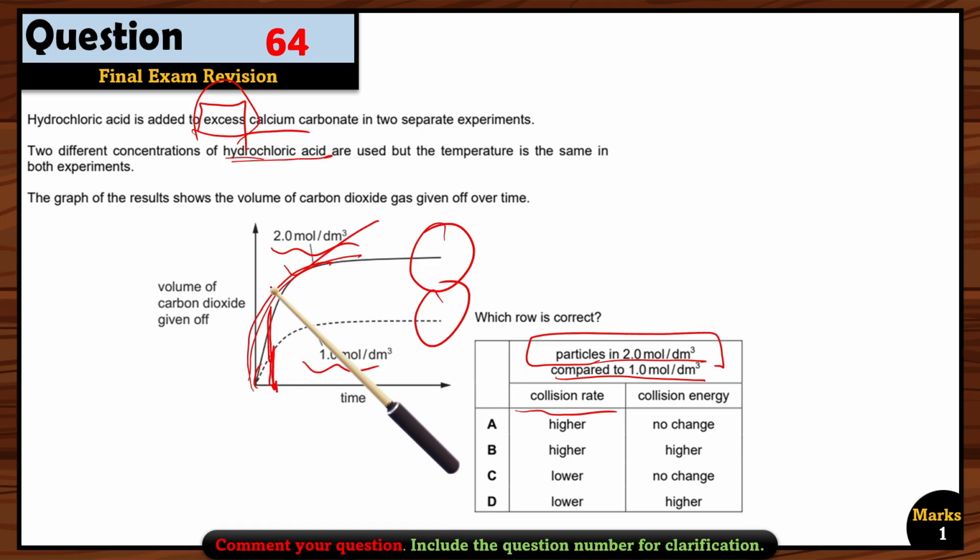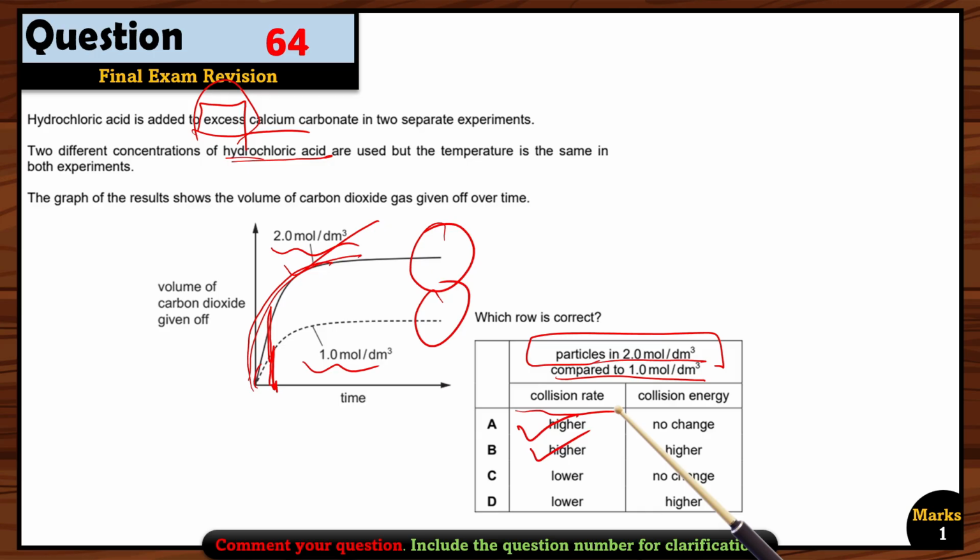So it means 2 mole per dm cube concentration has higher collision rate. So option A or B can be right. Now the second option is about collision energy, the energy of the particles with which they are colliding with each other. Is it more or less?